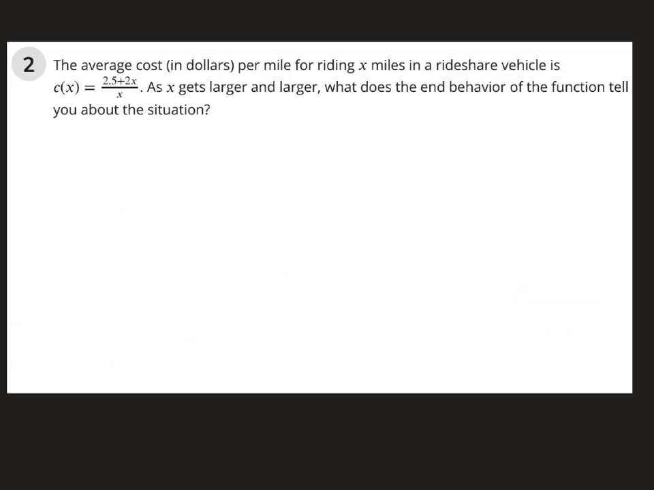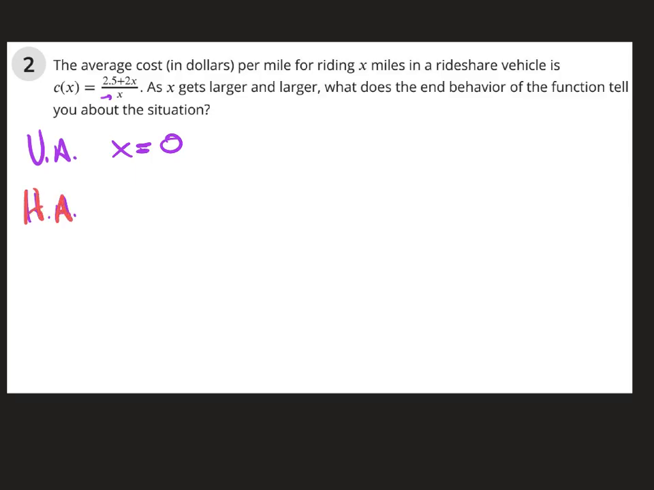Okay, average cost in dollars per mile for riding x miles in a ride share vehicle. So this is an average because we have x as the denominator. So vertical asymptote, set the denominator equal to 0. So x equals 0. This is your vertical asymptote right on the y-axis. All right, so now for the horizontal asymptote, I should probably do that in a different color.